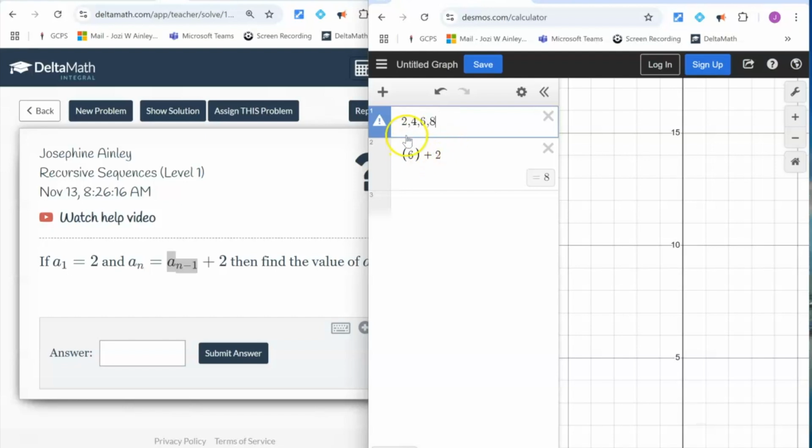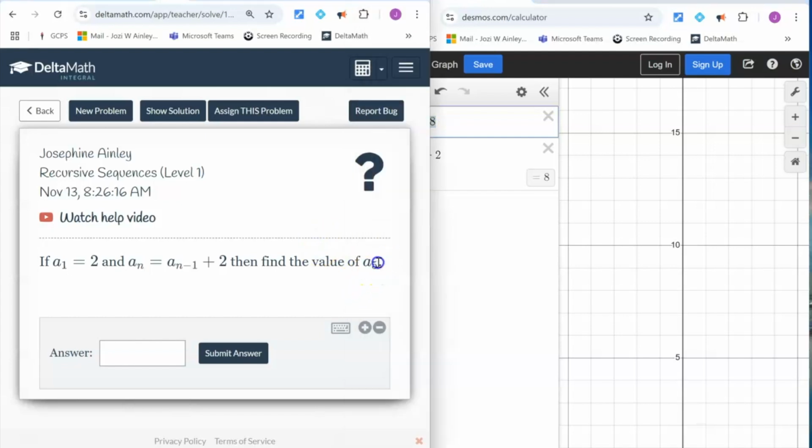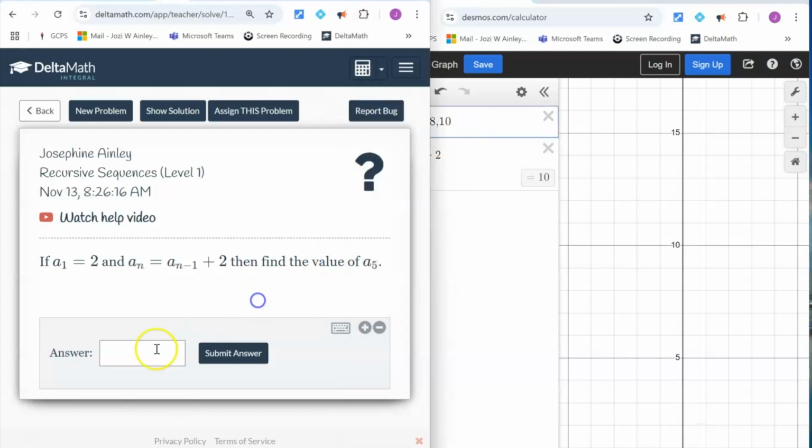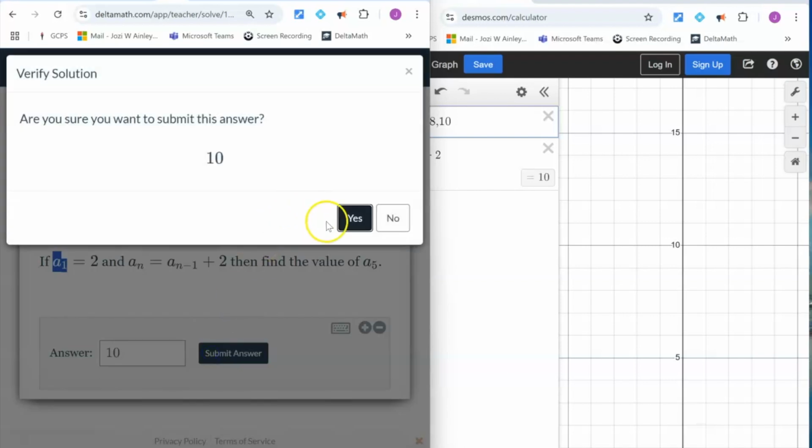And so again, in terms of terms, this is my first one, this is my second one, this is my third one, this is my fourth one, and it wants me to find my fifth one. So I need to do it one more time. So how do I find the next one? Take the previous one, and then add 2. So my fifth term is going to be 10. All right, so again, the key thing about this whole thing is to understand what this means: the previous term. Where do I start? At a sub 1.